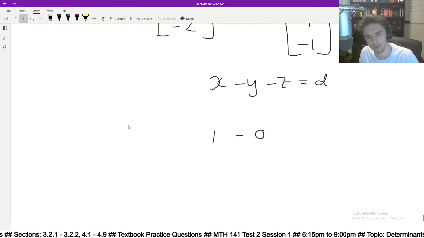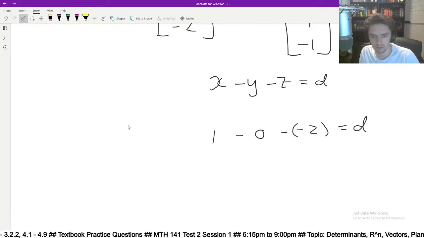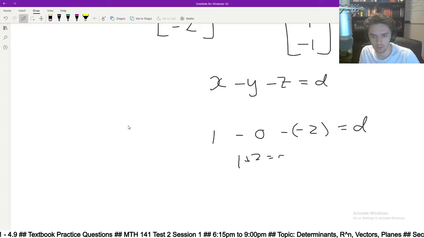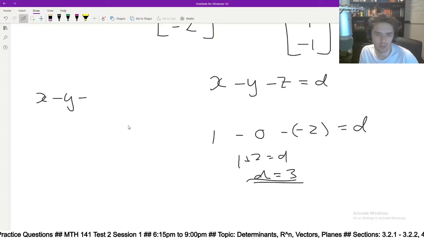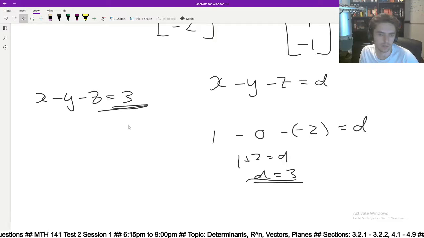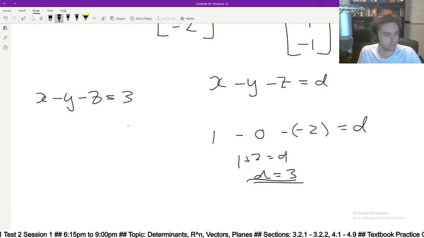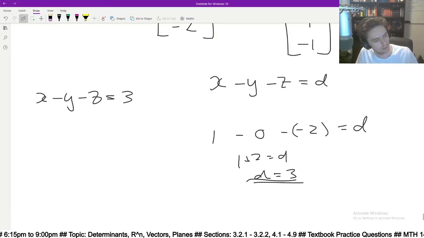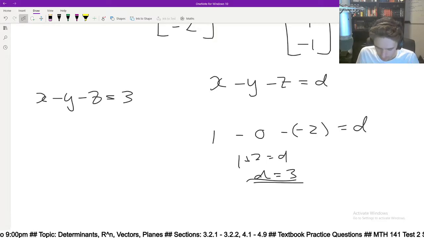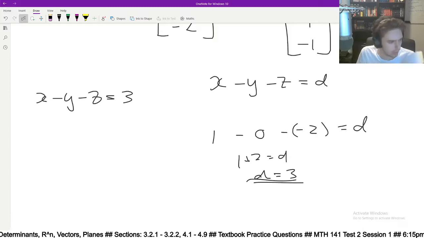1, 0, negative 2 equals d. Right, so 1 plus 2 equals d, so d equals 3. So our plane is x minus y minus z equals 3. Don't need that underlined. There you go. And that's the equation of the plane.